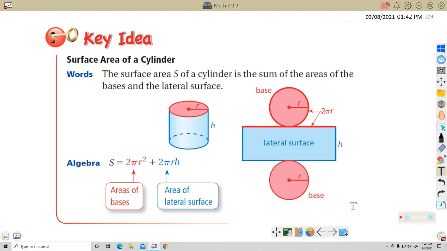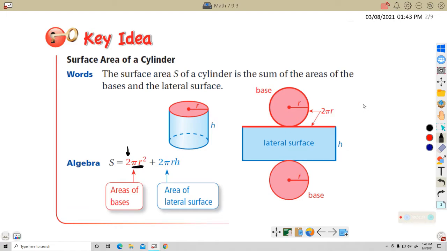So this one's going to be a little trickier because we have to deal with circles, and circles aren't everybody's best friend when it comes to ease of calculating. But what is the area of a circle? Pi r squared. So here's the area of a circle. I've got two of them. And the area of the lateral surface is going to be 2 pi r h.